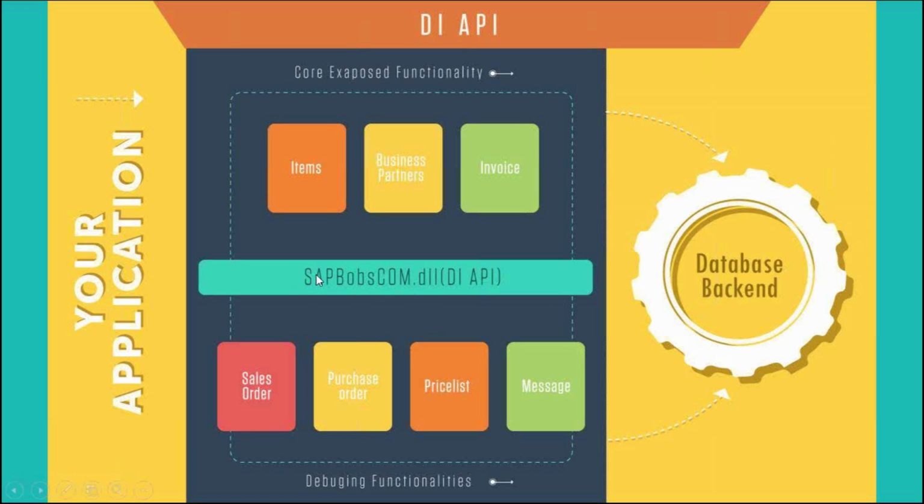In case of DI APIs, the SAP bobs.com.dll is the main DLL that is used, and the DI API will expose the core functionalities using items, business partners, invoices, sales order, purchase order, price list, messages, etc. And these interfaces will help you to connect to your backend ERP system.